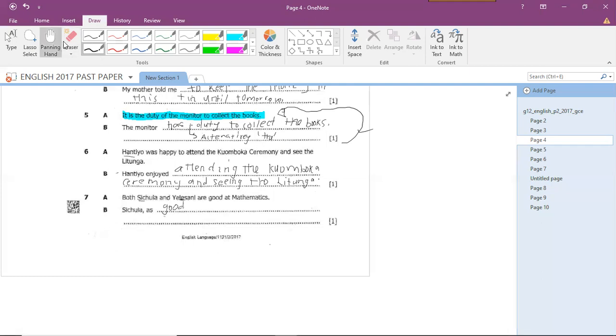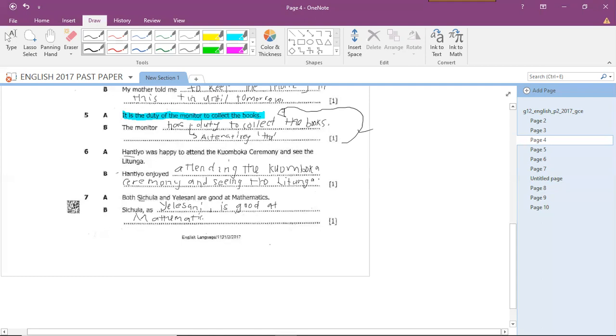Oh no, okay, I've seen. They almost caught me there. Sichula as, so we have to indicate the two subjects. So Sichula as Yelesani, Sichula as Yelesani is good at mathematics. Same meaning. So it means that they are both good at mathematics.